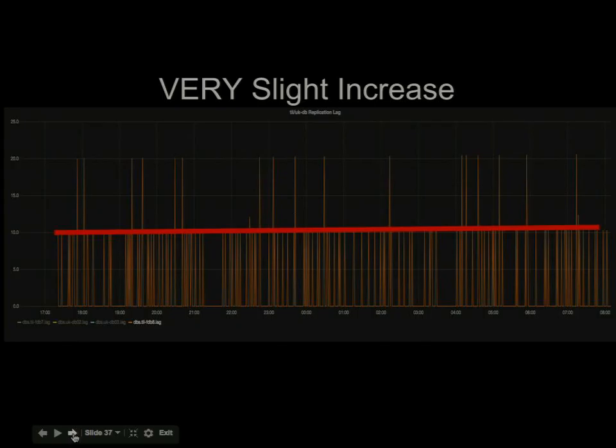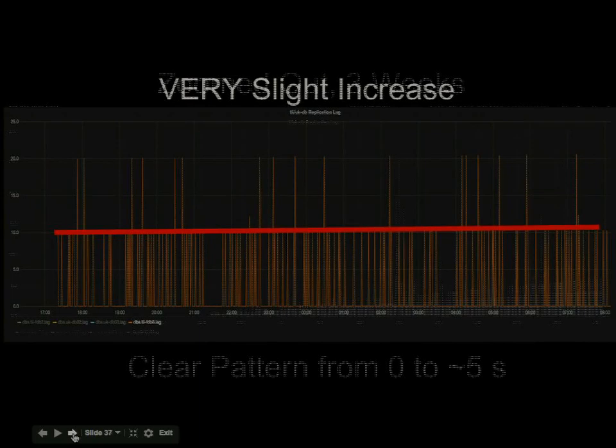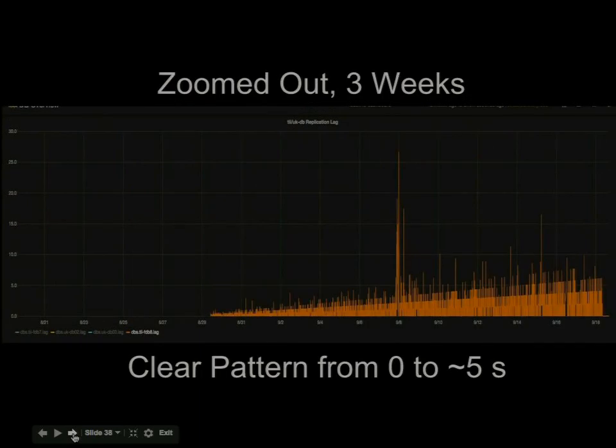Nope. So, yeah, I don't know. Here's a zoomed out view. This is what happens over 3 weeks. Yeah, that's not good at all. And to give you the trend line on it, there you go. Query optimization? Nope.